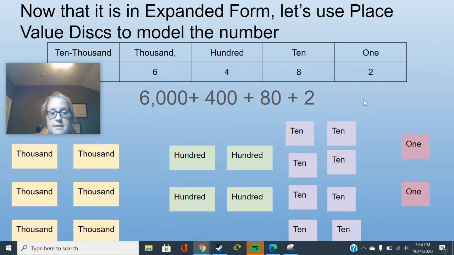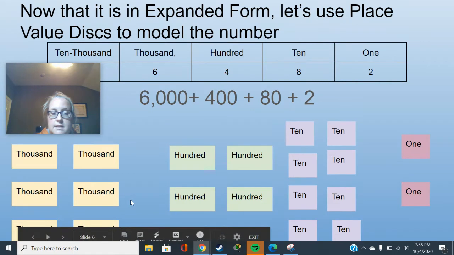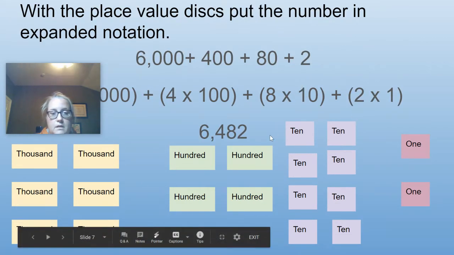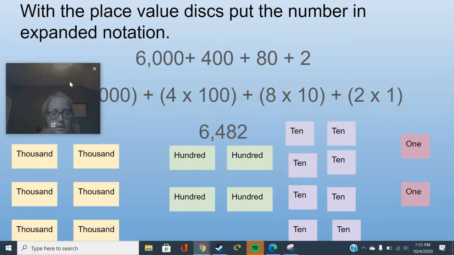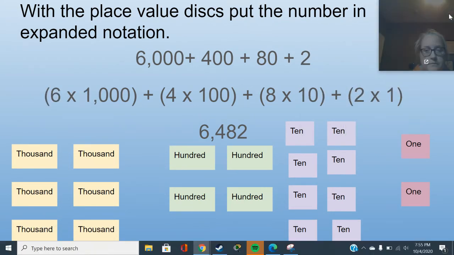So my question is, using both of these pieces of information, how could I write this number in expanded notation? Now remember, expanded notation is when we use our place value chart and our expanded form to actually write each number by its digit times its place. So I can use my place value discs to help me with that. So let's see what that would look like. So I need to move my camera again. So I'm going to move it way over here.